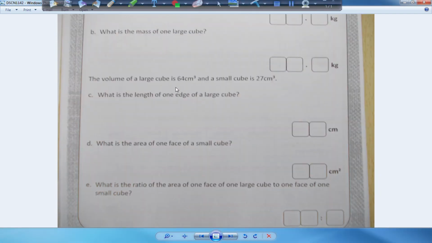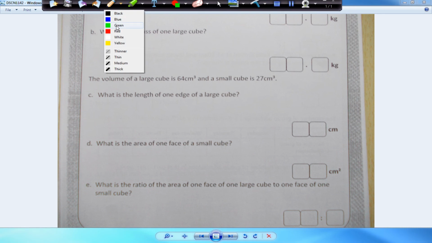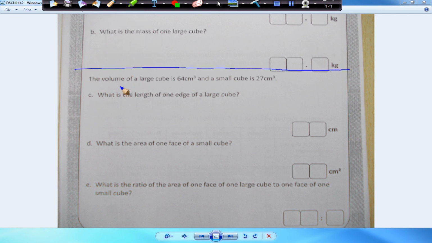Right. We've done the small one and the large one. Is that right? Okay, we're on the next part over here. Okay, let's get back. Which question are we on now? This one here. The volume of a large cube is 64 and the small cube is 27. What is the length of one edge of a large cube?